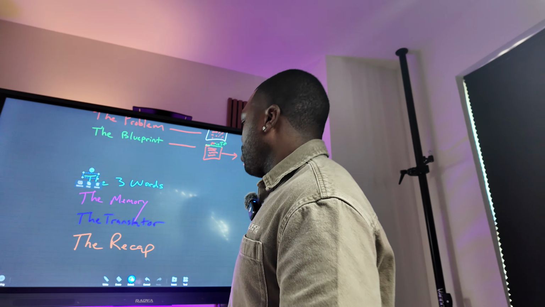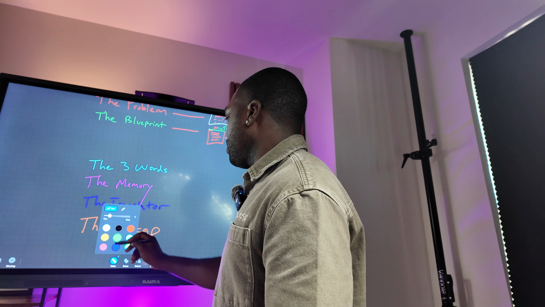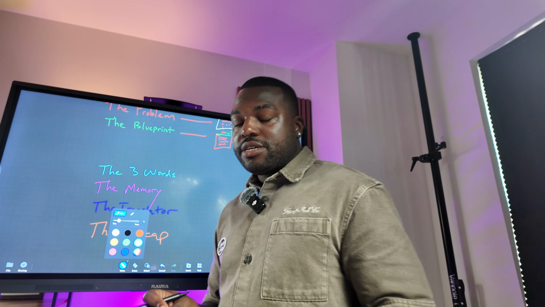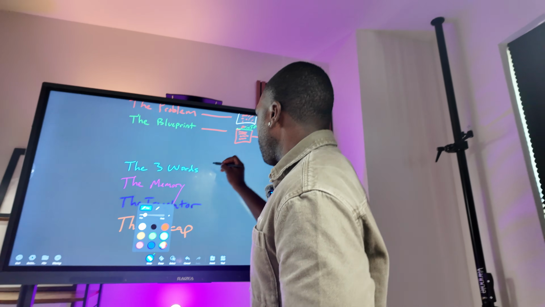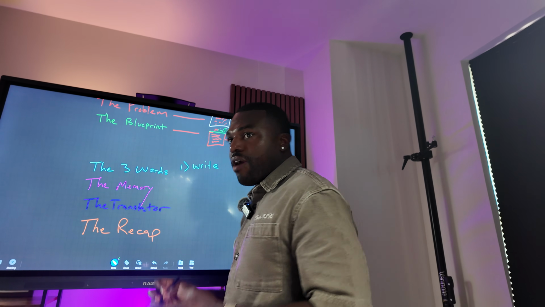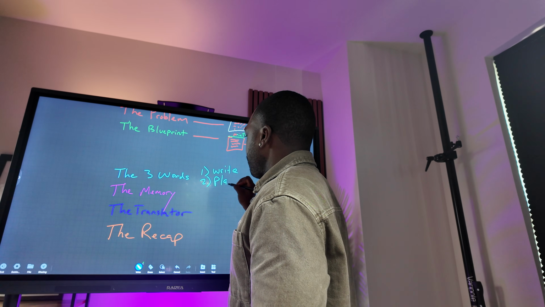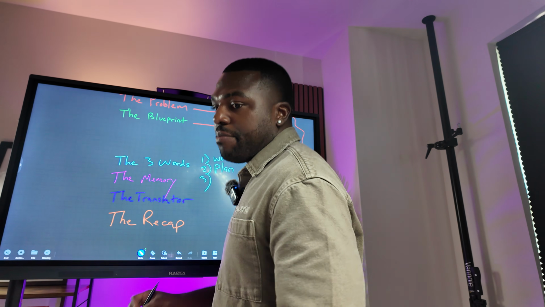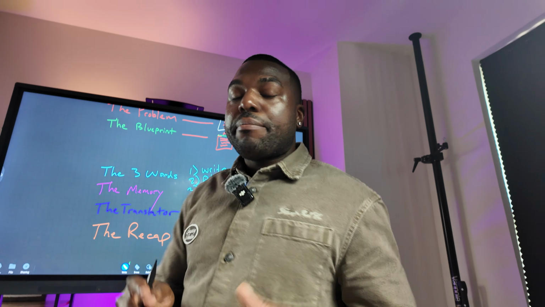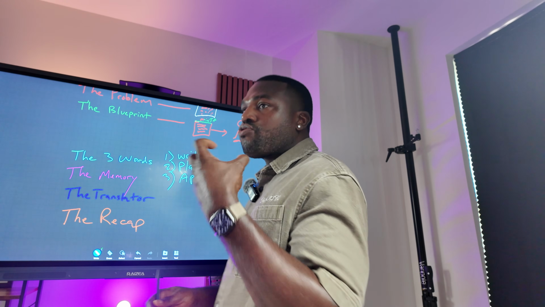Okay, so the three words that we want to understand are: you want to be able to write your code, you want to be able to plan, and then you want to be able to apply. So what does this mean? Write, plan, apply. When you're writing something, you want to describe what you want.